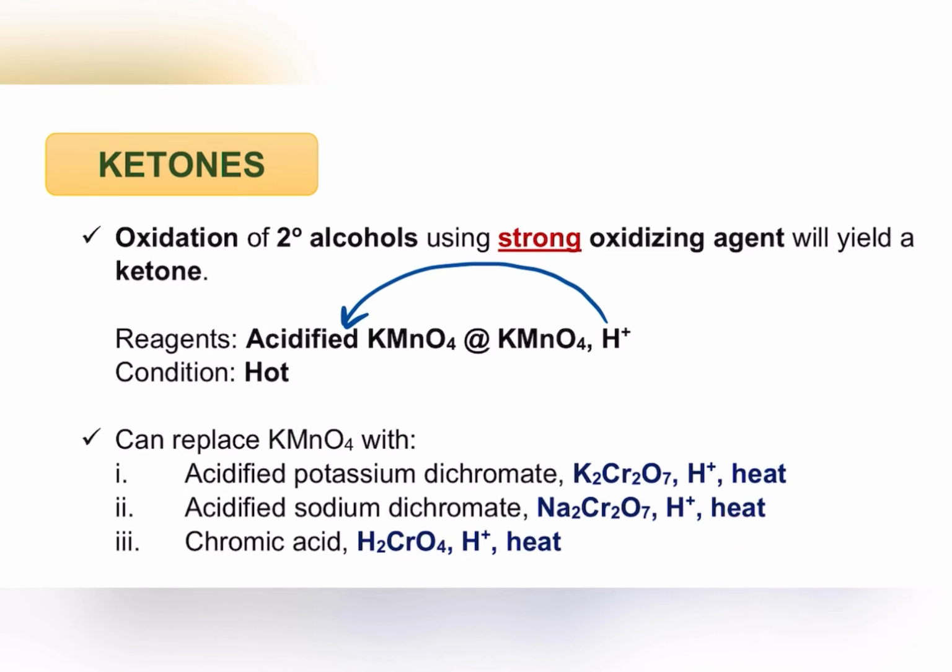And the last one, this is very special. This is the first time you've seen this one. You can also use chromic acid. Chromic acid, the chemical formula is H2CrO4. And you have to put it in acidic condition with heat. So let's continue with how the reaction happens by using the chemical equation.